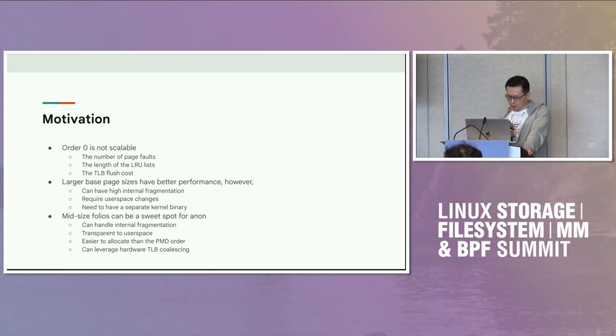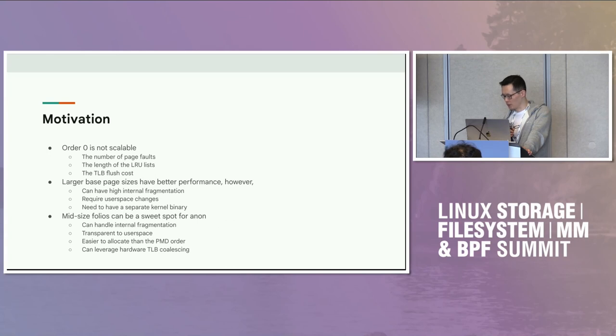And of course, larger base page sizes would have better performance, at least for some workloads. The problem is, first, larger base pages can have high internal fragmentation, because user space allocators might not be aware of the base page size. Let's say glibc malloc might just assume that the base page size is always 4K. Also, larger base page sizes usually require user space changes. When we do linking, linkers need to align code sections, for 4K or for 64K.